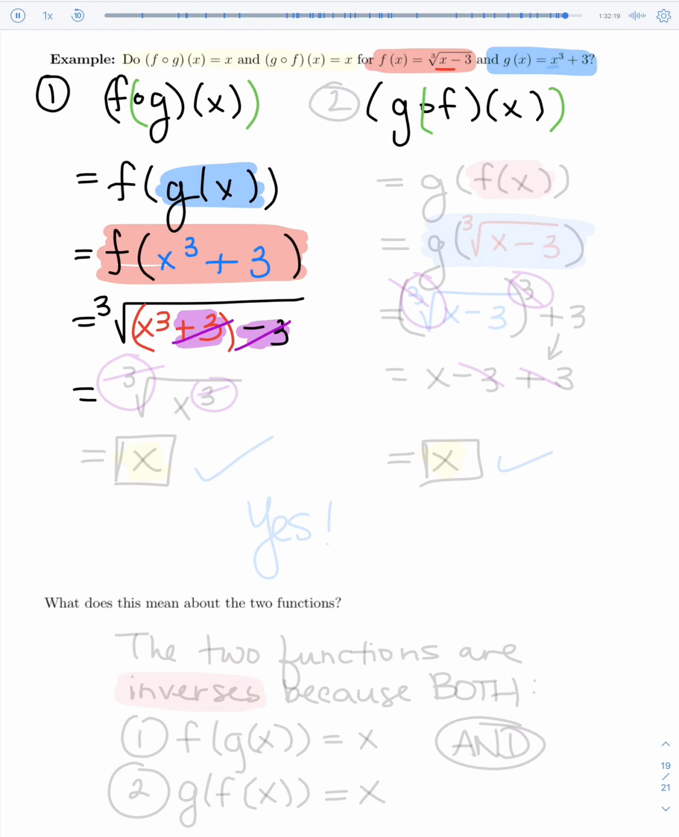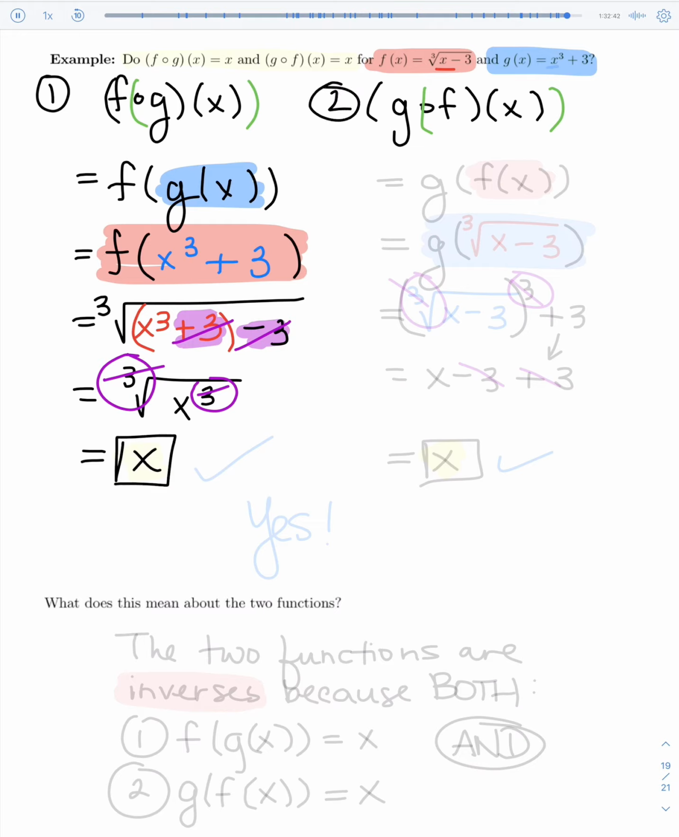That leaves us with a cube root, and we've still got an x cubed inside. What's awesome here is we've got a cube root and a cube. They're opposites. They will also cancel out. But that still leaves you with that x that was underneath. So our final answer for f of g of x is just an x.